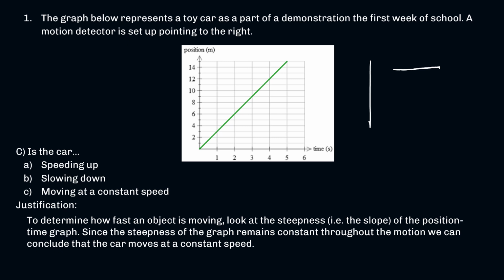So to determine how fast an object is moving, look at the steepness, i.e. the slope of the position time graph. Since the steepness of the graph remains constant throughout the motion, we can conclude that the car moves at a constant speed. All right, so that is our last part here.